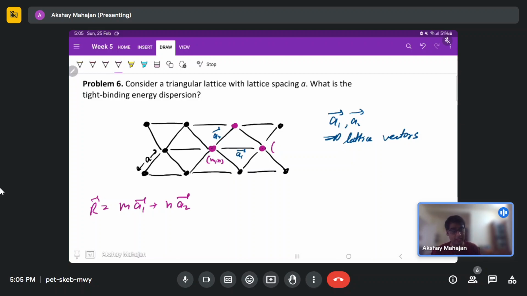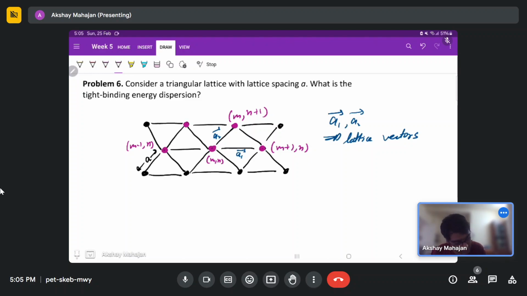So for any 2D lattice, we will define any lattice point as some integer m times the lattice vector A1 plus integer n times the A2 vector. Alright, so if I start with some lattice point which I am calling m, n, then the next one, one neighbor, could be m plus 1 comma n. This one will be m comma n plus 1, and this one will be m minus 1 comma n. I'm just writing the coordinates in terms of the A1, A2 vectors.